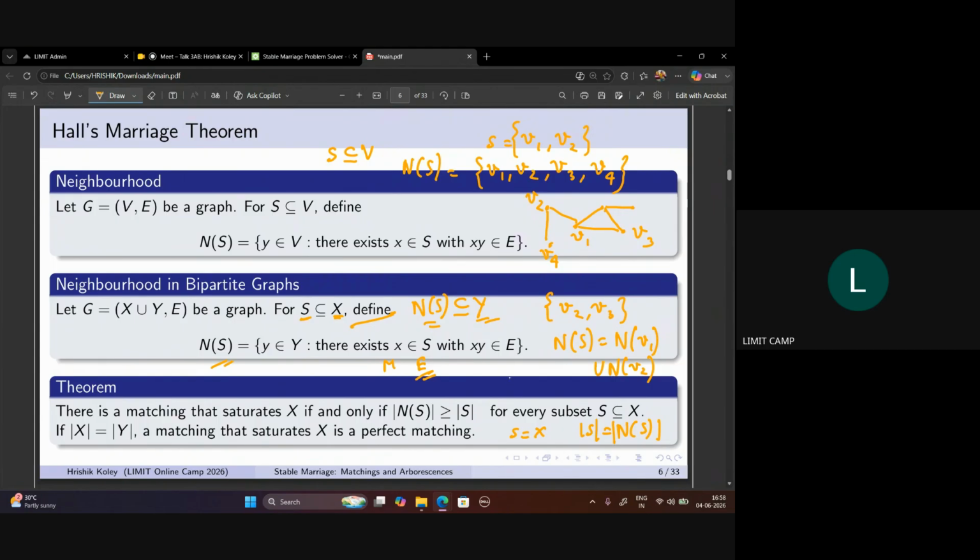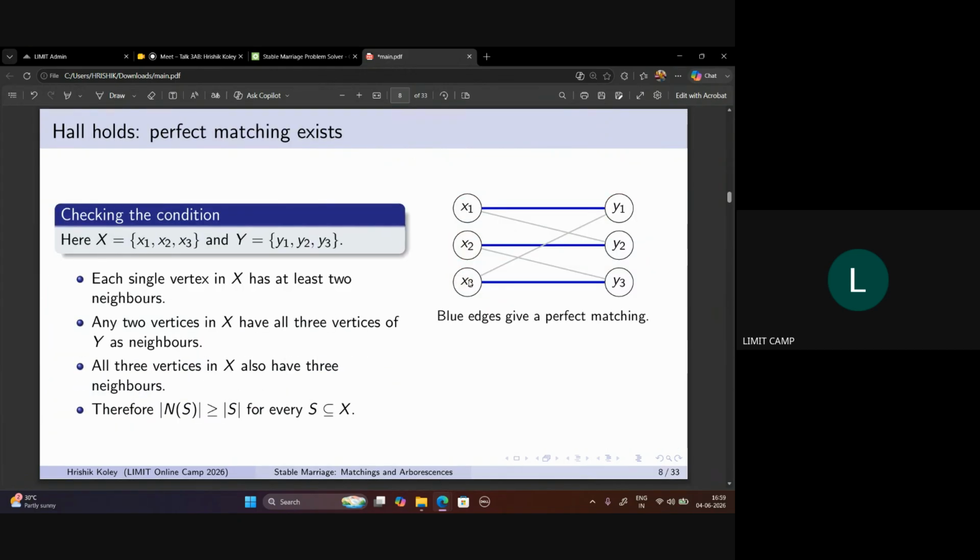But let's say if S is a proper subset of X, then this might not hold true. I'll show you in an example in a while. Okay, maybe I'll just show where it holds. So yeah, for example, check in this case.